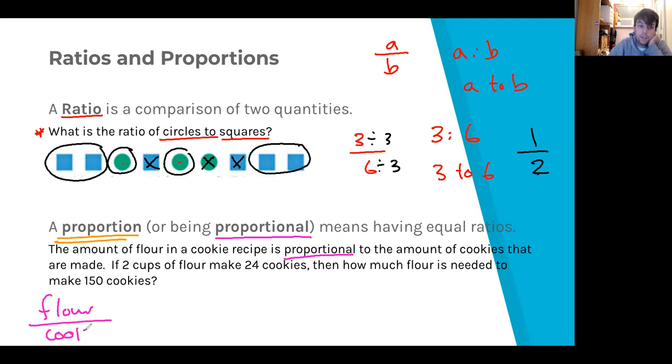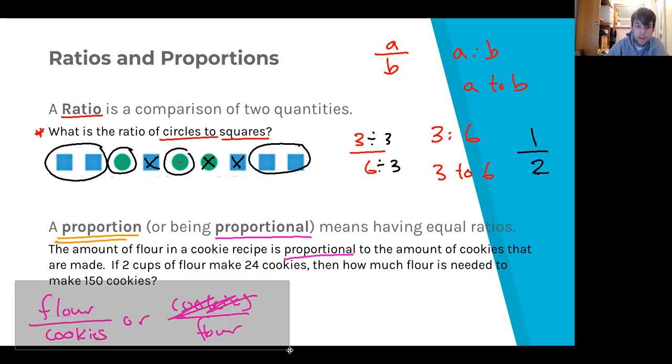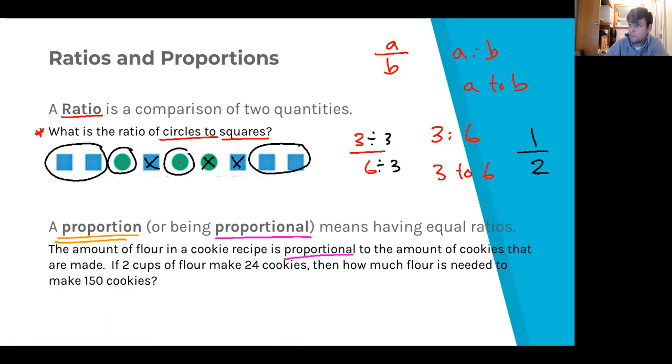So when I write these ratios, flours over cookies or cookies over flour, either way, I need to be consistent. I need to pick one of these. All my ratios will be equal. This always works in recipes. You know, if you double a recipe, you double all the ingredients. So that's kind of always true when we're talking about these things in terms of recipes. But let's go ahead and set up a proportion that allows us to solve this problem.